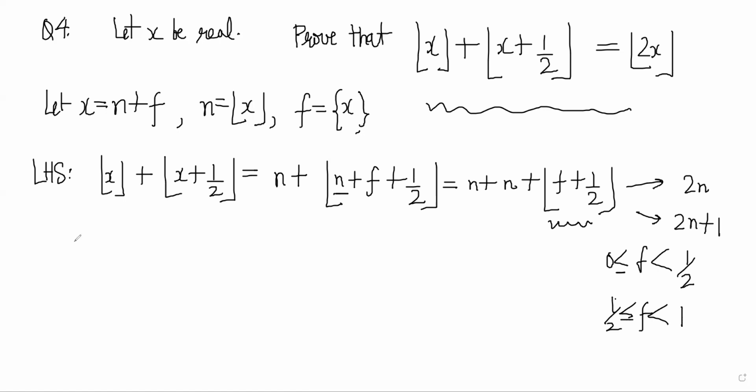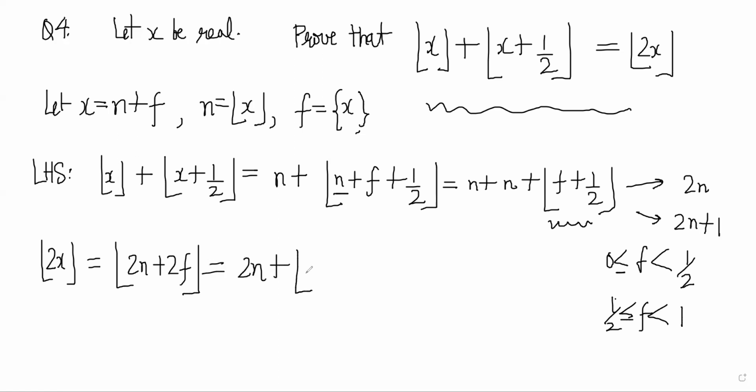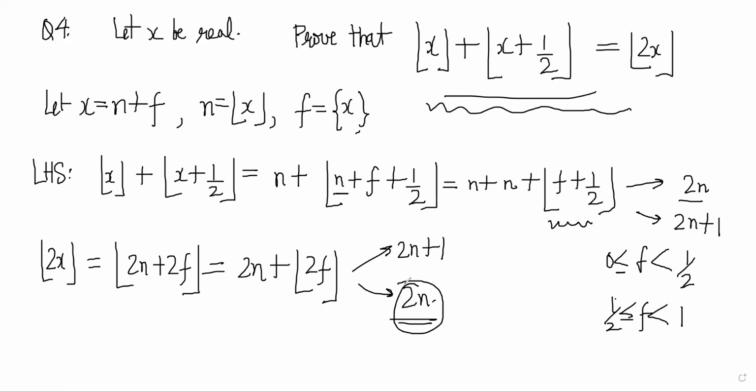These are the two cases that we are getting here. Obviously, on the right hand side, what is the GIF of 2x? That is equal to simply GIF of 2n plus 2f. And we saw earlier also this is 2n plus GIF of 2f. And this also will give you the same two cases, 2n plus 1 and 2n, right? So it is obvious that both sides LHS and RHS are matching, and you will get 2n in the case when the fractional part of x is less than half and 2n plus 1 in the case when the fractional part of x is greater than half. So this is a simple identity and a pretty simple proof.